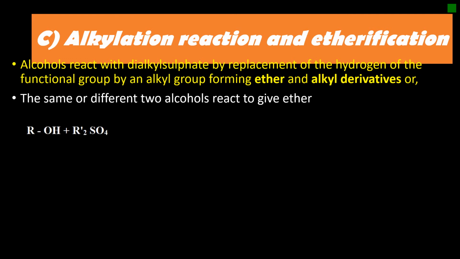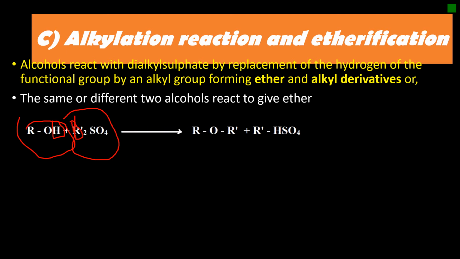The general equation: here we have an alcohol which is going to react with the alkyl sulfate. For the first reaction, the hydrogen is replaced by the alkyl group, and this gives an ether molecule and an alkyl hydrogen sulfate molecule.